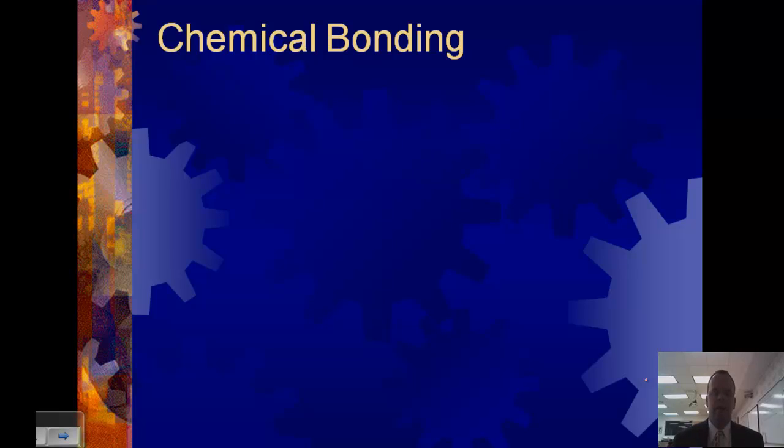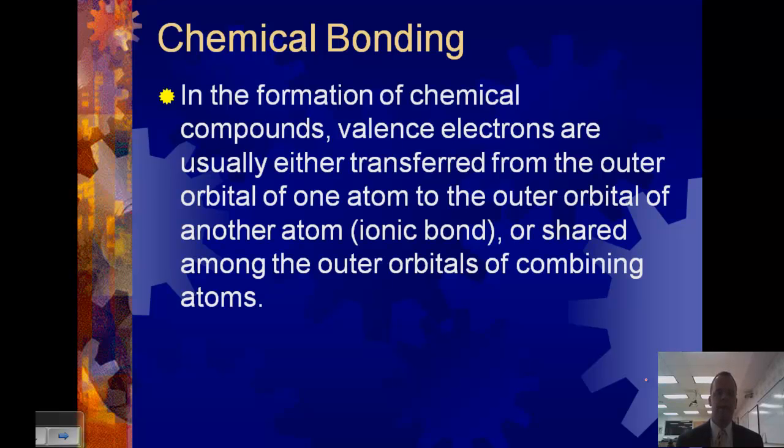In this next section, we want to look at ionic bonds. So as a quick review about bonding in general, in a chemical bond, the valence electrons, those outermost electrons, the electrons in the highest energy level of the atom, are transferred from one orbital of one atom to the outer orbital of another atom, or shared among those orbitals.